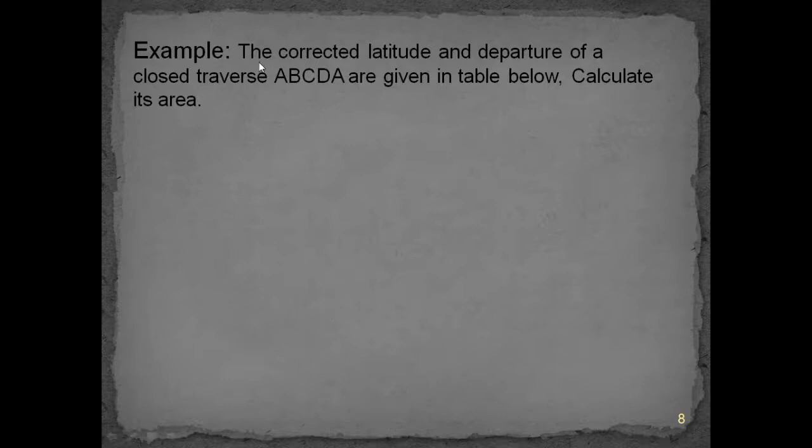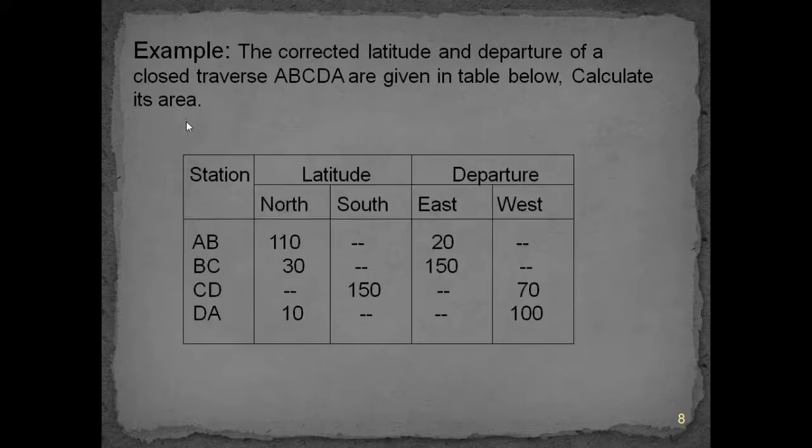Here it is: the corrected latitude and departure of a closed traverse A, B, C, D, A are given in the table below. Calculate its area. So these are our corrected latitudes and departures: AB, BC, CD and DA. So A to A, it is a closed traverse. North 110, east 20, 30, 150, 150, 70, 10 and 100.